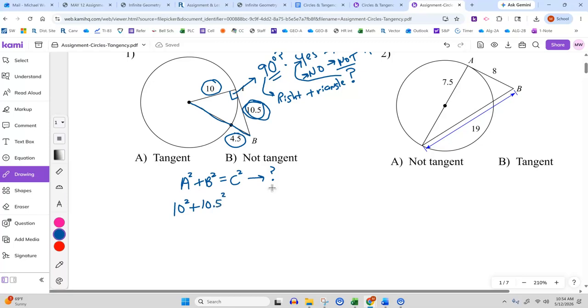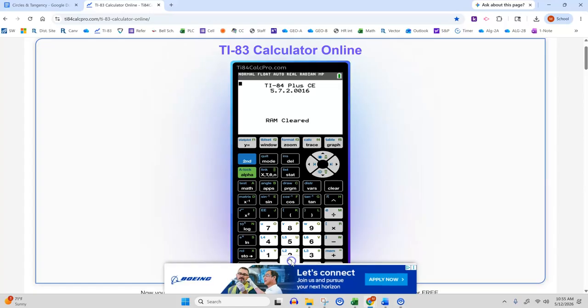And then you might say, is it 4.5? Well, remember, 4.5 is right here. What is this? Well, this is 10. So this whole thing right here is 14.5, okay? That's the hypotenuse. So is that equal to 14.5 squared? Okay, well, let's check it. Let's use our calculator.